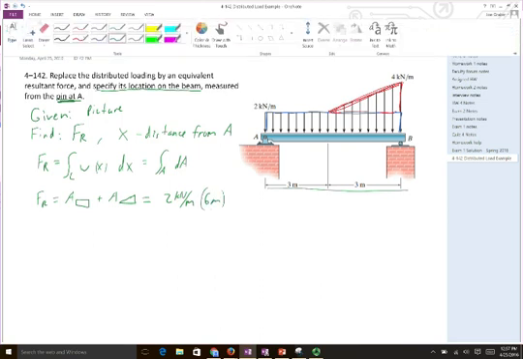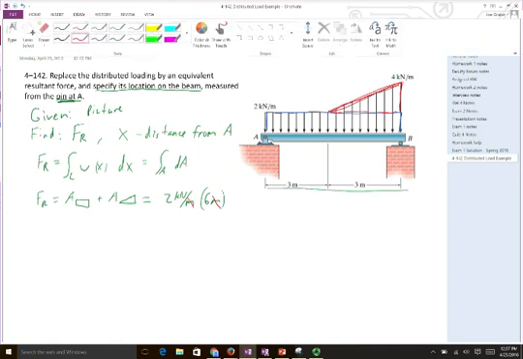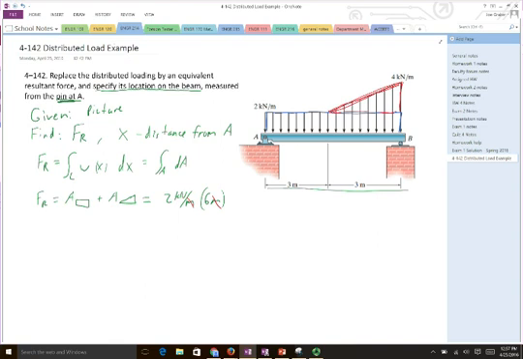Okay, take a quick look at our units there. We have meters canceling meters. We end up with kilonewtons. So it looks like we're doing good. Kilonewtons is a unit of the dimension of force. Then we have to add to it the triangle area.